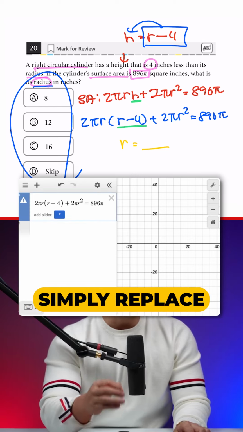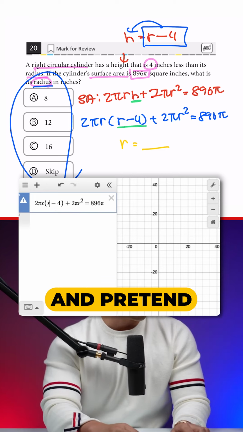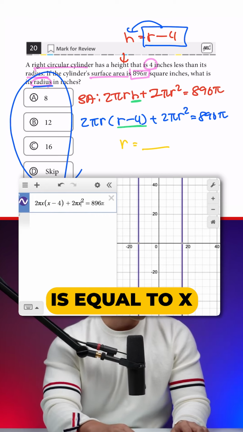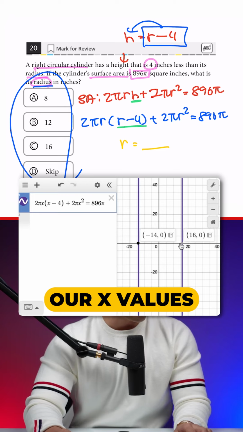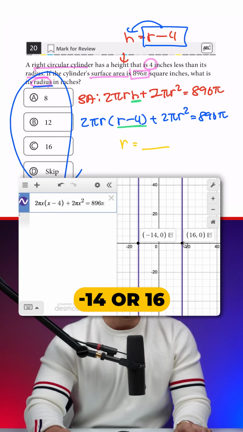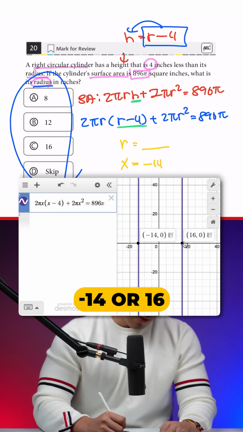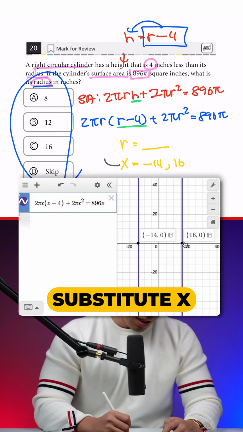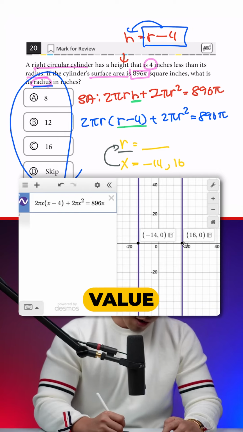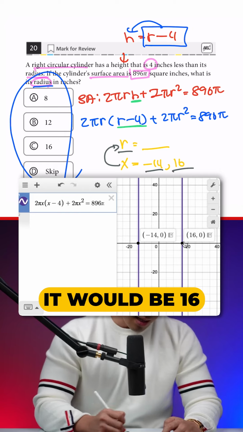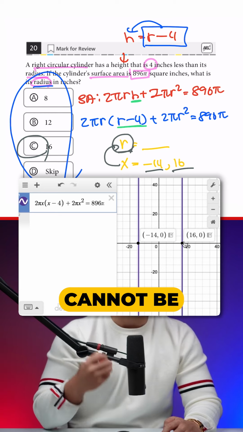So now we're going to simply replace all the r's with x's and pretend our r is equal to x. And on the graph, it tells us that our x values can either be minus 14 or 16. Because we substituted x for r, we know our r value can either be this or this. In this case, it would be 16 because our radius cannot be negative.